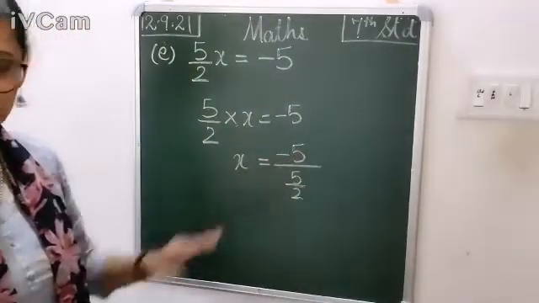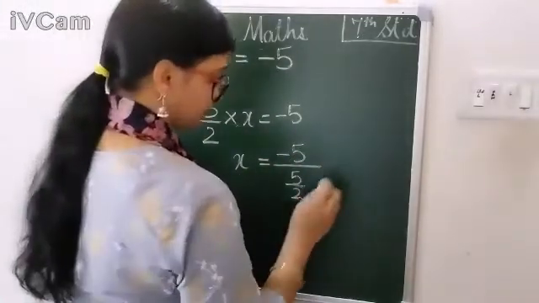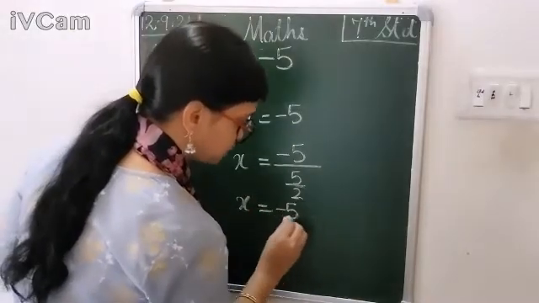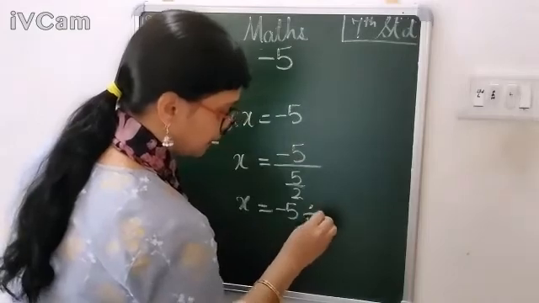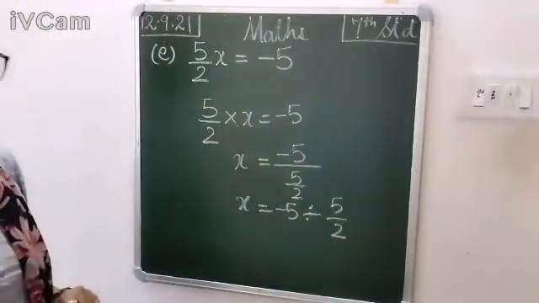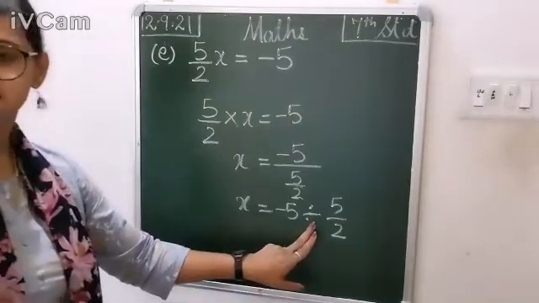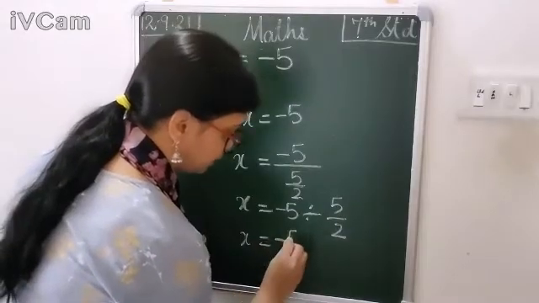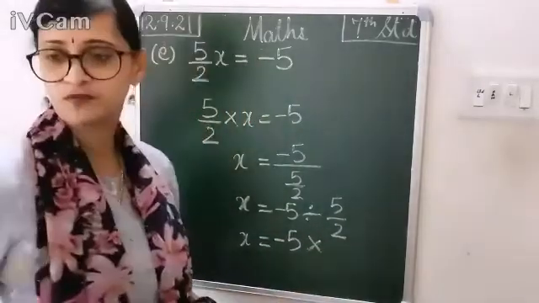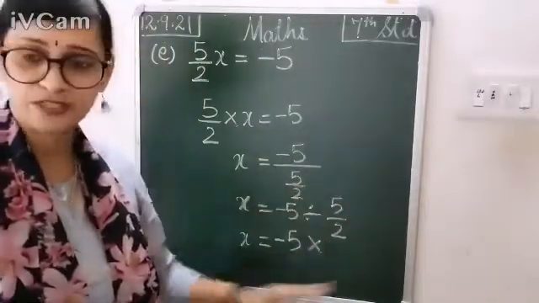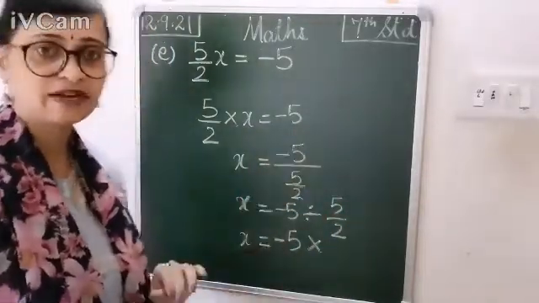You're dividing it. This can also be written as x is equal to minus 5. You can put the division sign and then write 5 by 2. Correct? Okay. Now, when this division sign changes to multiplication, so what will you do? Minus 5 into, when you multiply, you have to write the reciprocal of 5 by 2. What is the reciprocal of 5 by 2?